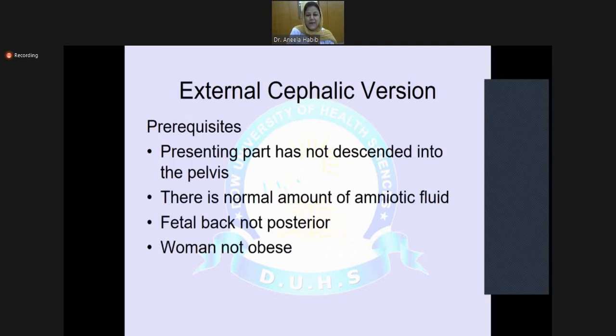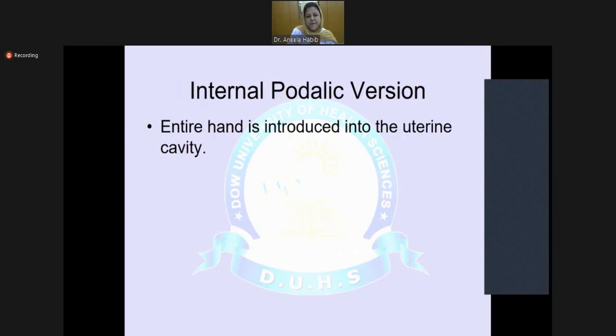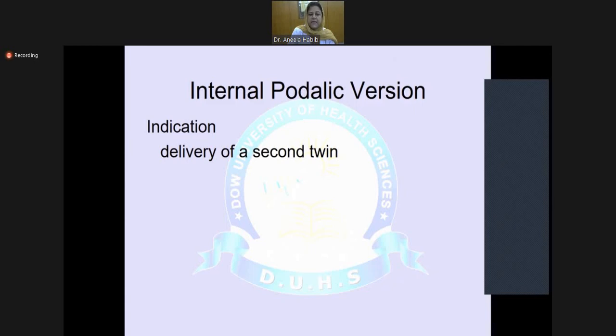Internal podalic version. If there is an external podalic version, then there must be an internal podalic version. So what is an internal podalic version? This is in a twin pregnancy. One baby is delivered and the other baby is in a breech presentation. Then you need to grasp the feet of the baby and pull the baby out. In the second twin, this is an internal podalic version, where the os is fully dilated. One of the babies is delivered. Now you need to expedite the delivery. You need to hold the baby and pull it down. That is the internal podalic version.